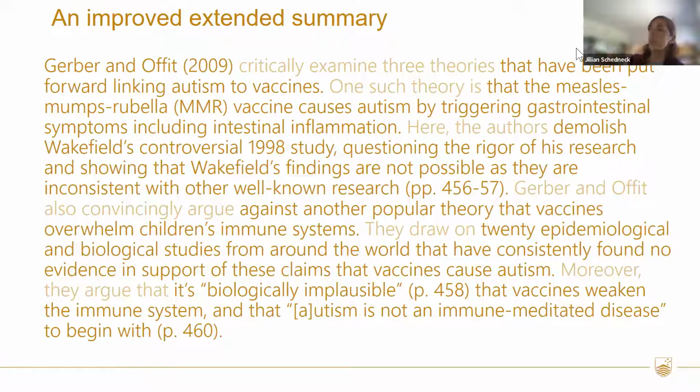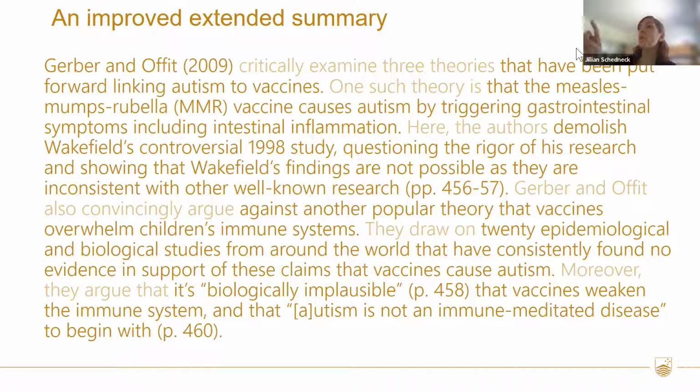They demolish Wakefield's controversial 1998 study, questioning the rigor of his research and showing that Wakefield's findings are not possible as they are inconsistent with other well-known research. Page numbers there. That's very good to see. And we're talking about Gerber and Offit and how they have demolished, or shown that, Wakefield's study is not true. And that's all much clearer now.